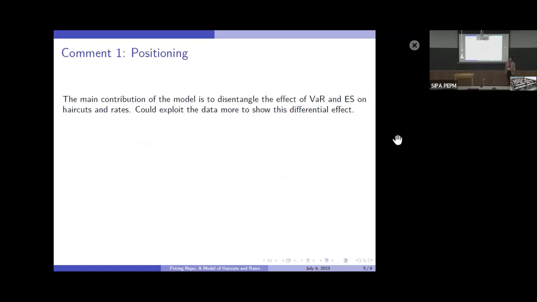Okay, so I have three comments on the paper. When I talked to Dmitry, he said he has thought about the model a lot and is getting ready to submit the paper. So I was trying to think about how to give comments that would benefit him in submitting to a journal. I basically have two comments on positioning and interpretation.